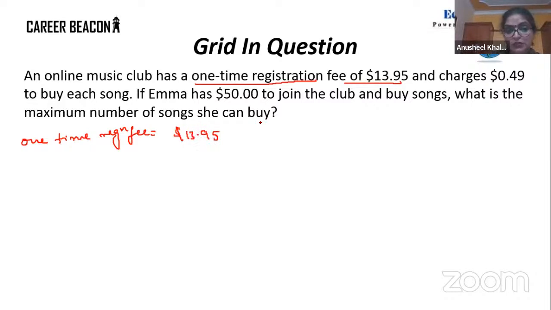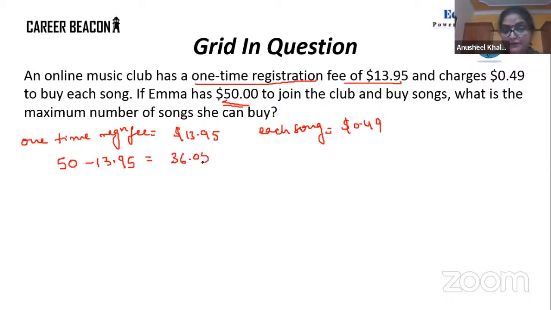And each song costs $0.49. Right? And Emma has $50. So how many songs can she buy? The one-time registration fee is $13.95. So how much she can spend on purchasing songs is $50 minus 13.95. What value do you get here? You get 36.05, right?